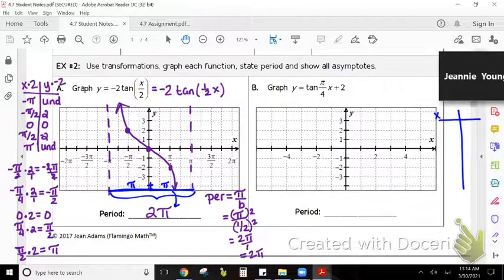Well, it says pi over 4 times x, so we're going to actually divide by the pi over 4, aren't we? But we don't like dividing with fractions, so instead of dividing by pi over 4, multiply by the reciprocal. So multiply by 4 over pi. So what I wrote was x times 4 over pi. And what are we going to do to our y's? Add 2.